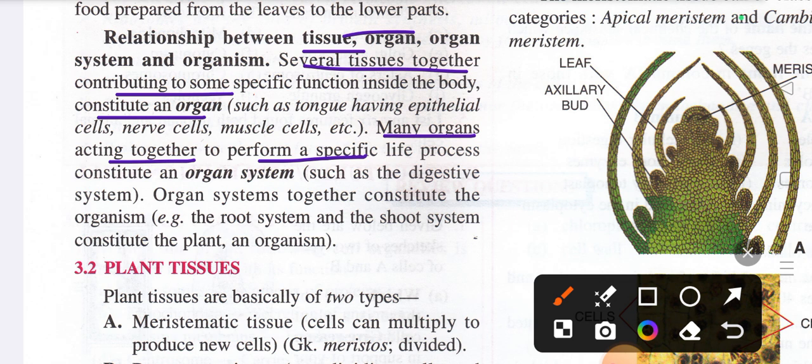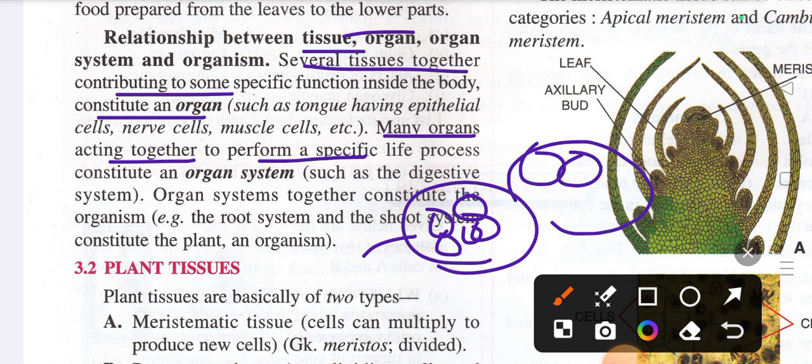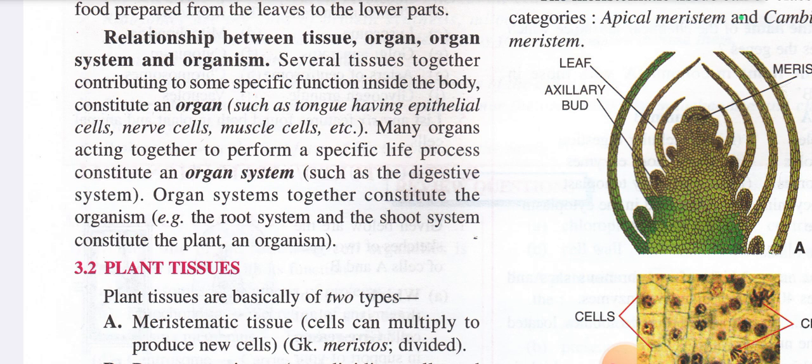So when similar cells are gathered, they form a group, and if that group is gathered with another group of similar cells, then they form an organ. Many organs acting together for a specific life process form an organ system, such as our digestive system, which includes the stomach, esophagus, buccal cavity, small intestine, large intestine, anus, everything included in our digestive system. Organ systems together constitute the organism, like the root system and the shoot system constitute the plant organism.